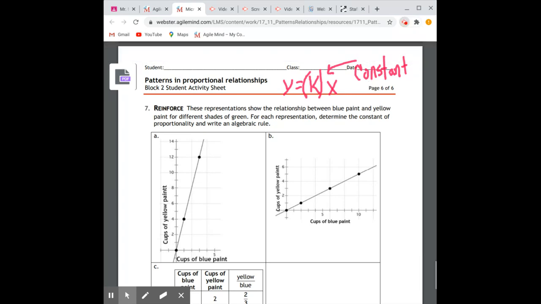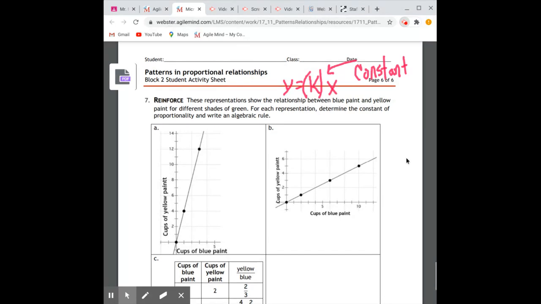Okay, so looking at these, what did you come up with, Haley, for part A, for your equation or your algebraic rule? What was your constant of proportionality that you found, Haley, for part A? I didn't get one yet.